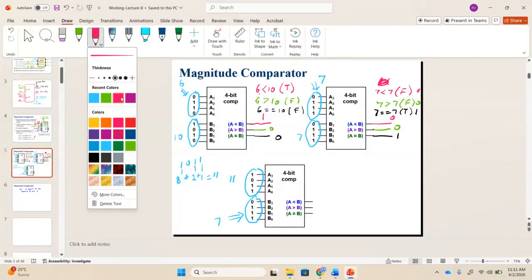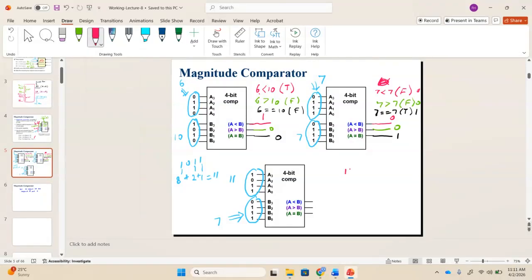Now I'm using the red color. So you can say 11 is smaller than 7. Is this true or false? False, so it will give me a 0. Now I'm using another green color. So I can say 11 is greater than 7. This condition is true, and this will give me a logical 1.